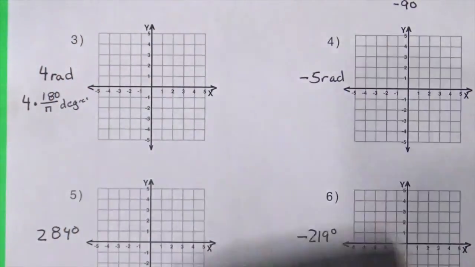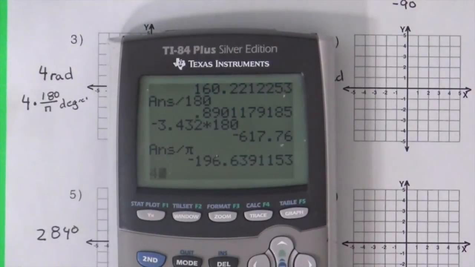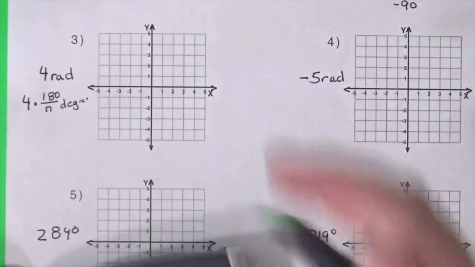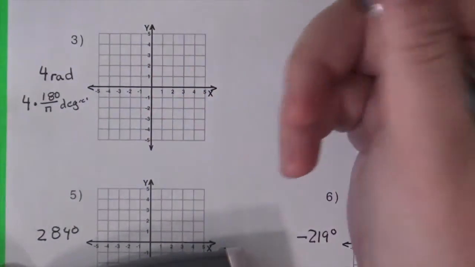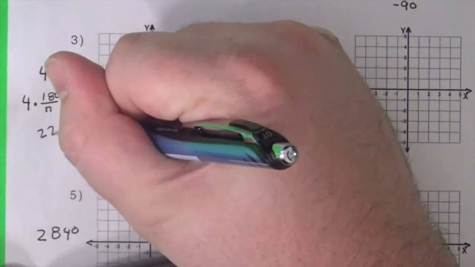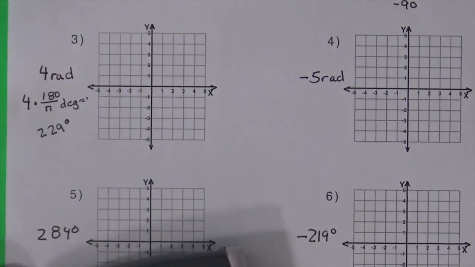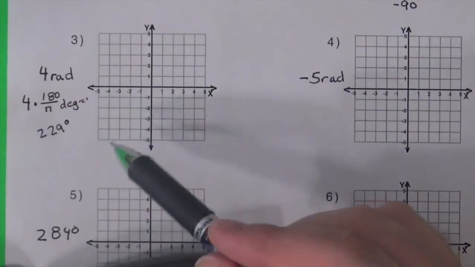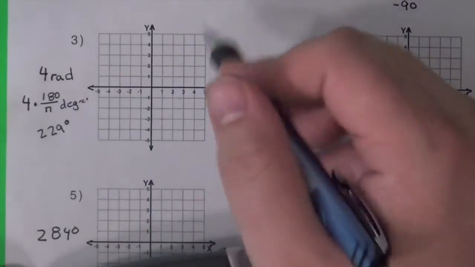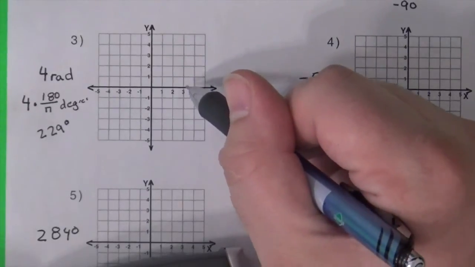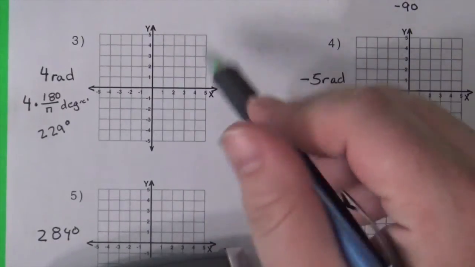So we're going to say 4 times 180 divided by pi, and rounding to the nearest degree this time, we get 229 degrees. What we need to do is go in a positive direction, 229 degrees. So we start at our initial side and go around. We need to go to 229 degrees.